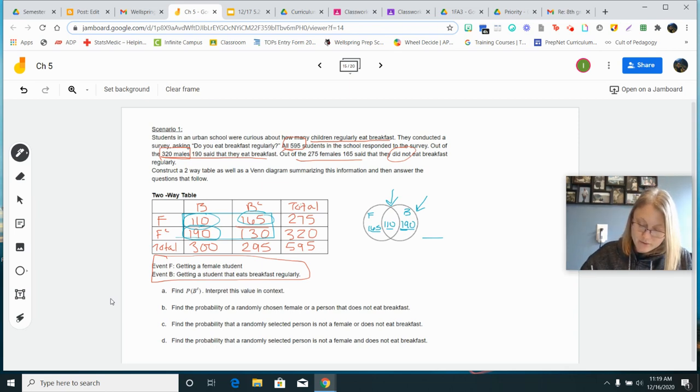Now the outside circle is basically anyone that's not a female and anyone that does not eat breakfast. So basically males that don't eat breakfast. So that's my other 130. So that's filling out your information from the context.